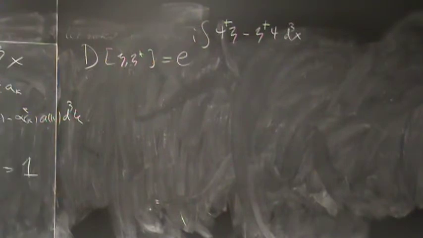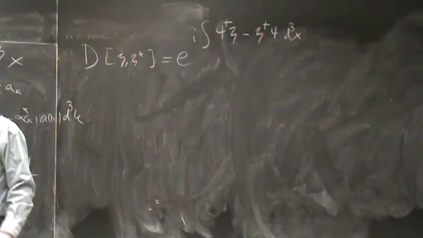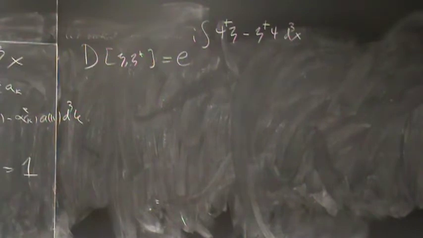Okay. Is there a way, how should I think of that? Like it's like two fields at the same place. Phi prime's a function, it doesn't have operators.